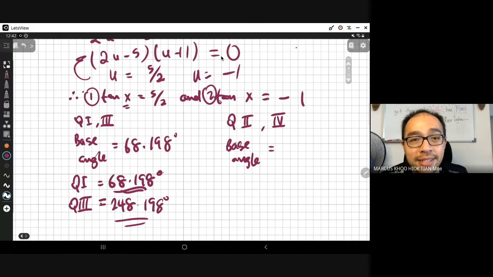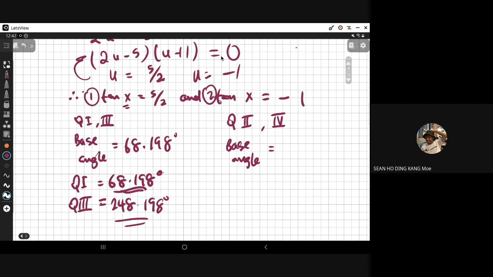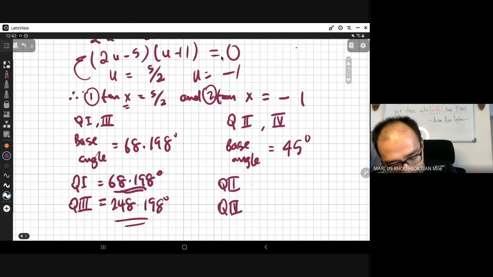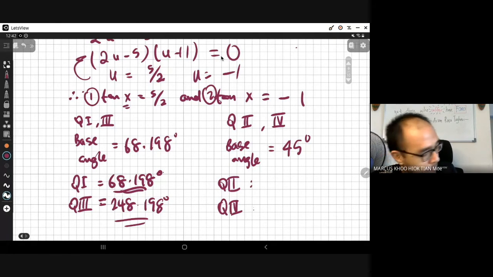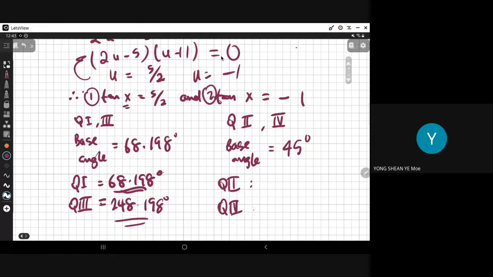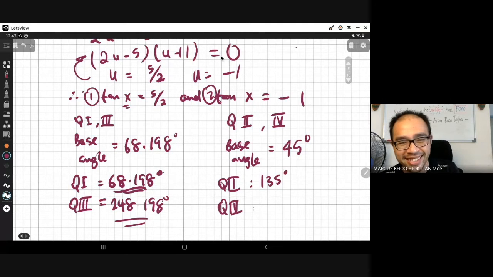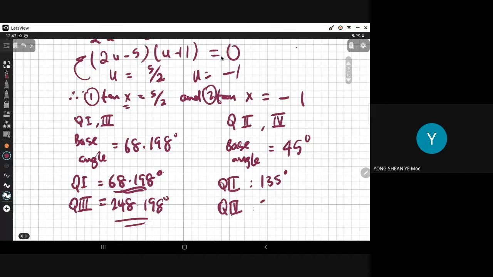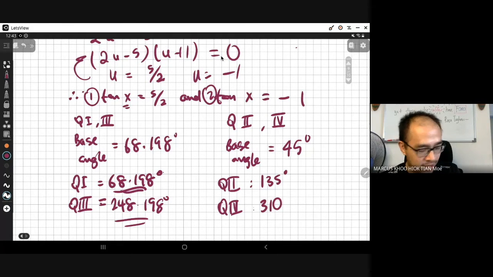Base angle, please. We do not consider the negative for the base angle, remember. We only take the number. 45 degrees. So in quadrant 2 and quadrant 4, what is the angle in quadrant 2 and quadrant 4? Quadrant 2 is 135. Quadrant 4 is 315. Sorry.